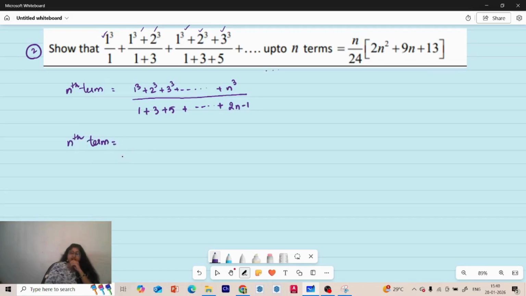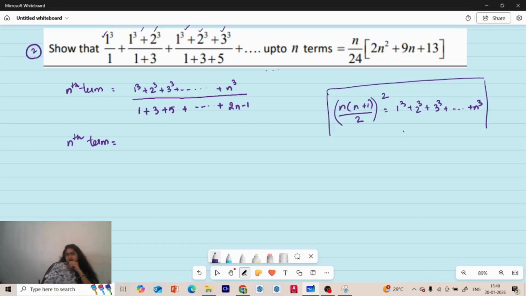Numerator lo sum of cubes is given by n into n plus 1 by 2 whole square. Okay, ఎప్పుడైనా గుర్తుపెట్టుకోండి, sum of cubes of natural numbers is this formula. So you have to note that down. So let's just put it here, n into n plus 1 by 2 whole square. This is just the numerator. Okay, denominator lo enti?